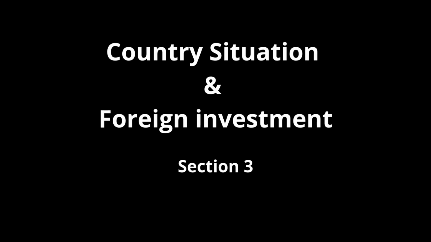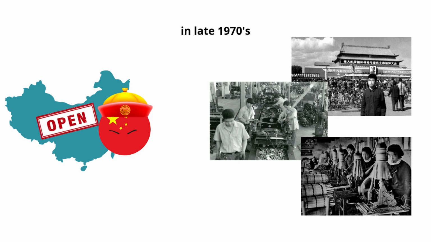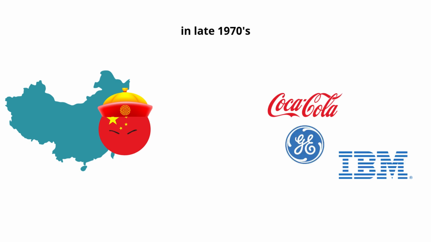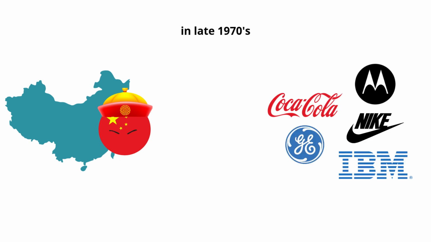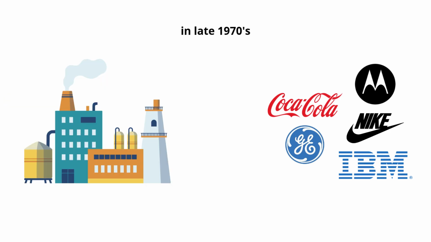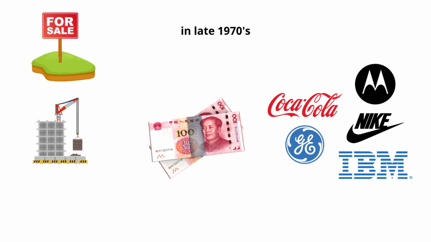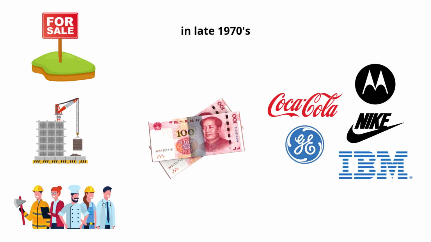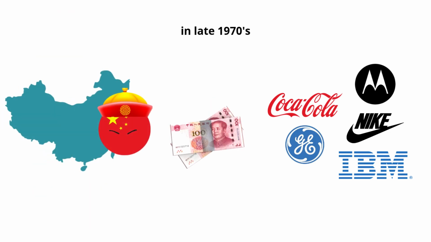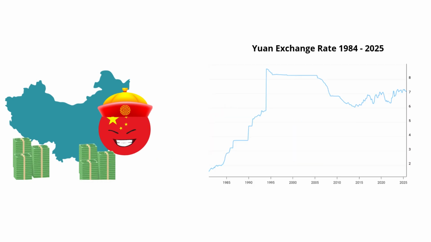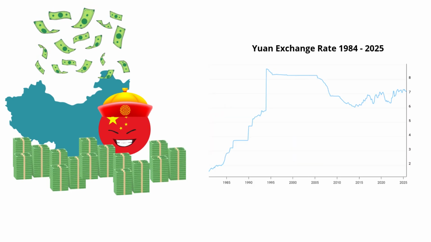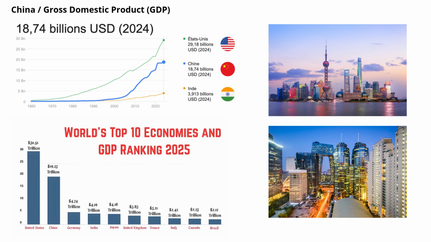Section 3. Country situation and foreign investment. In the late 1970s, China opened its market to foreign investors. After that, many international companies started building businesses in China. To open factories, these companies needed Chinese currency, yuan, to buy land, build factories, pay workers, and cover other costs. This created a big demand for the yuan, which made its value stronger and brought a lot of money into China. That's why many countries try to attract foreign investors, because it helps grow their economy and strengthens their currency.